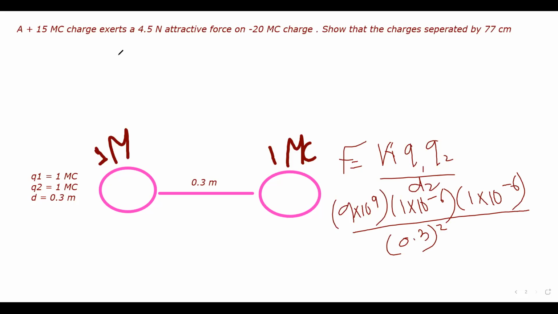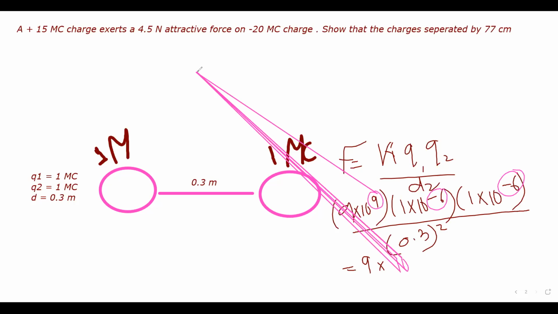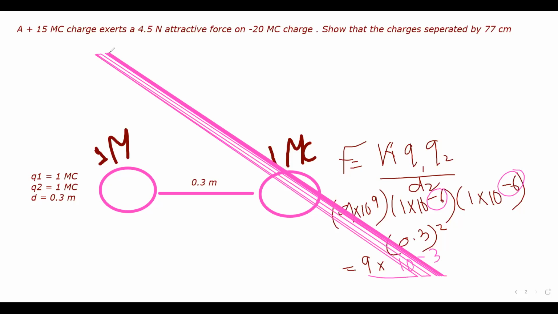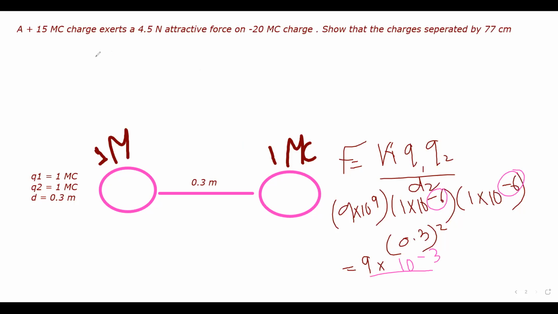So let's multiply. Here you have 9, let's now add the powers: 9, negative 6, and negative 6. It is 9 times 10 to the power negative 3 over, down here, 0.3 squared, which can be written as 9 times 10 to the power negative 2. So if you put them together, it will be 0.1 Newton. So the force between these two charges is 0.1 Newton. Is it clear?